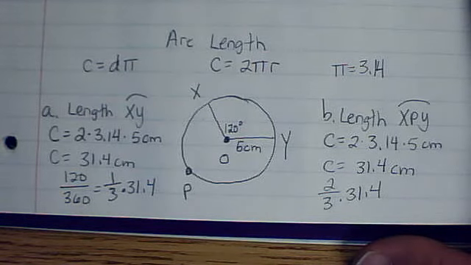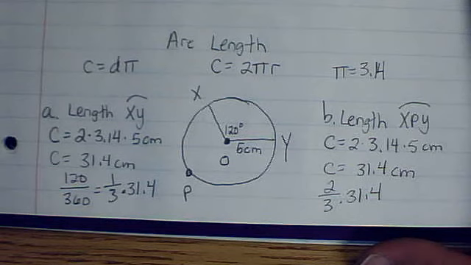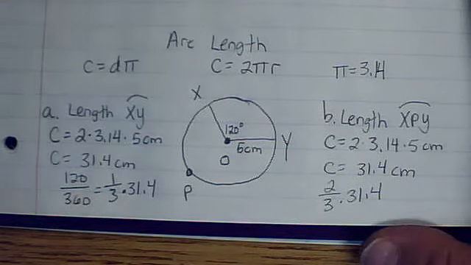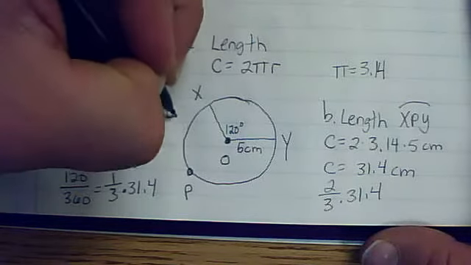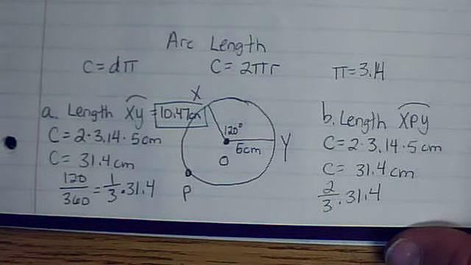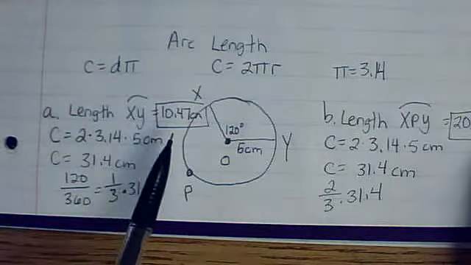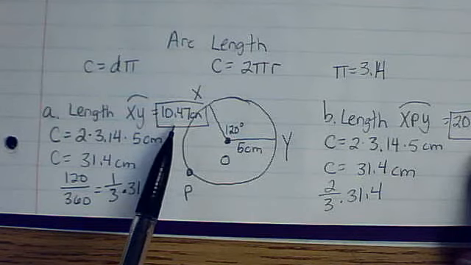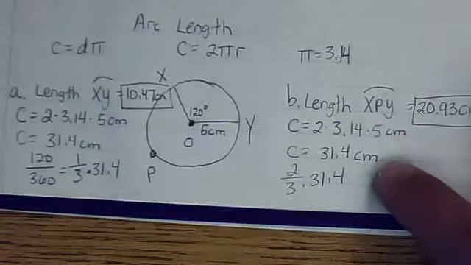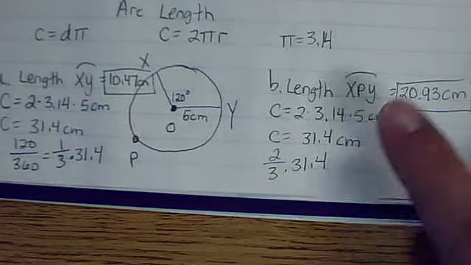So I can say 31.4 times 1/3, or divided by 3. Either way is appropriate. And that gives me 10.47. So the length of XY here is 10.47 centimeters. And then on the other side, I will do 2/3 multiplied by 31.4. And that gives me 20.93 centimeters. And you can check your answer. Now, since we're rounding, it's going to be a little different, but the combination of both of these values should equal your full circumference. That 20.93 and the 10.47 should add together to equal your circumference in this instance.